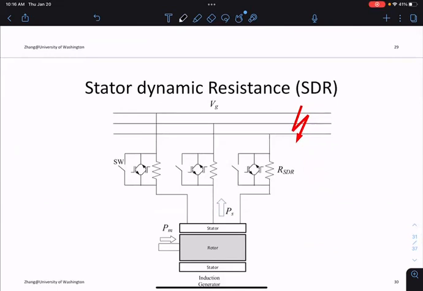This is called a stator dynamic resistance. What this does is, I have some rotor. Normally, if I close the switch, I bypass all the resistors, so I deliver all the power to the grid. If there's some fault, if something happens, I open the switch, then my power will go through the three resistances, and I burn up some power that way. So this is a controlled way to improve stability, to get rid of active power. That's the way we do it.